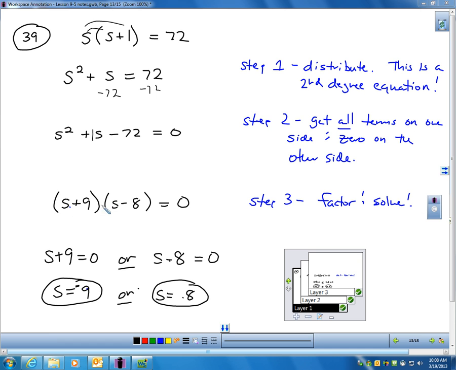And that means one of these has to equal 0 if something times something is 0. So s plus 9 is 0, or s minus 8 is 0. If I take away 9 from each side here, I figure out that s would be negative 9. And if I add 8 to each side here, I know that s would equal positive 8. Those are my solutions, and I can check that.